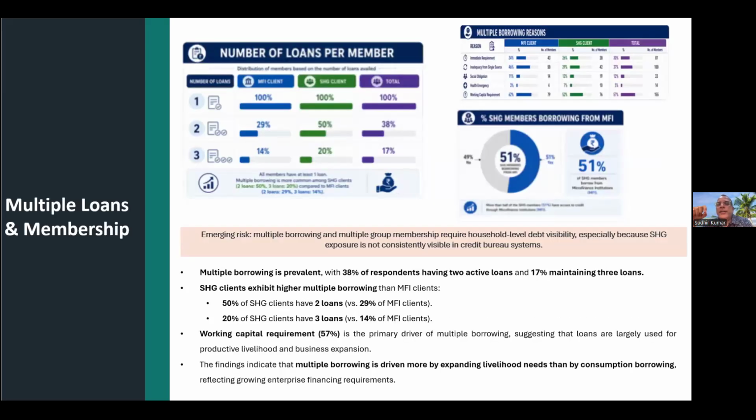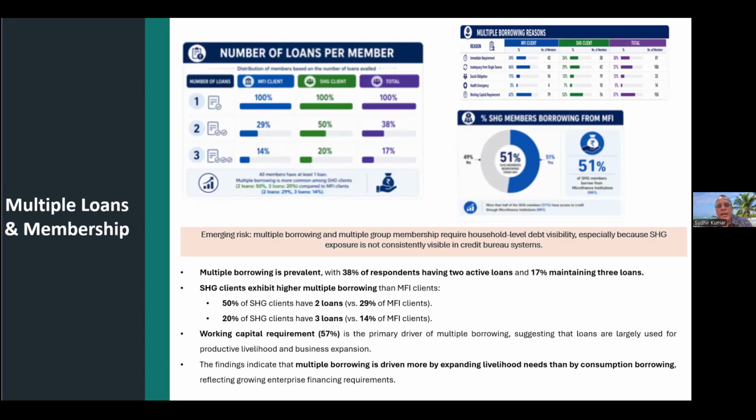So here, sir, 51% of SHG members have taken loan from MFIs. This is an overlap which we have very clearly mentioned. And why they have taken also, this is MFI and SHG wise, we have mentioned.